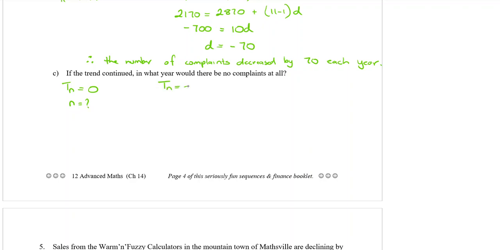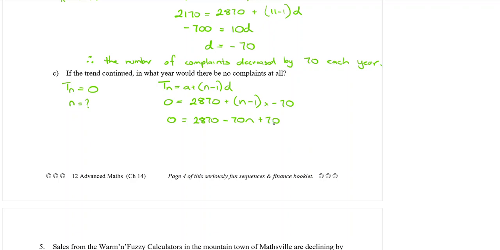So T of n equals A plus n minus 1D. My term is going to be 0. My first term is 2870. Don't know the n. So n minus 1 times by negative 70. Thinking back on your test for this topic, I remember as soon as a minus sign gets missed, it messes up the whole question. So don't miss minus signs. All right, well, let's expand out and solve. 2870 minus 70n plus 70.